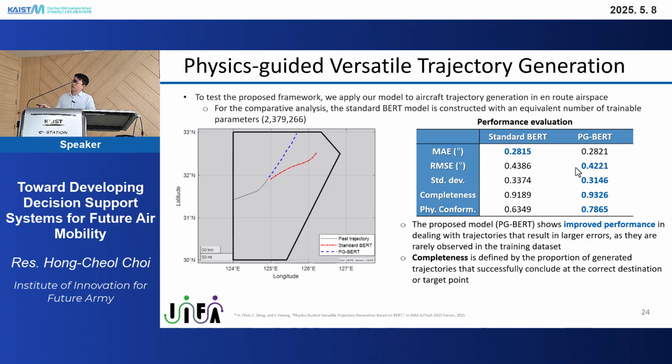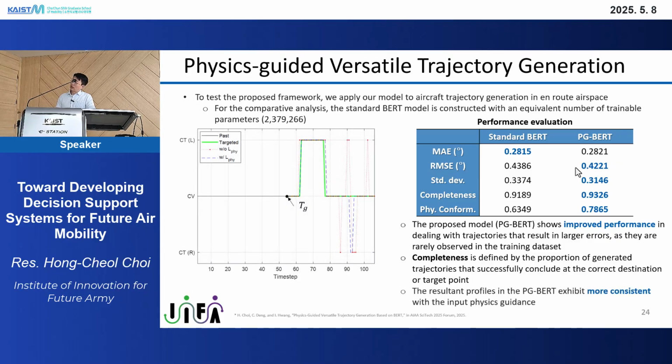And this success rate, as shown here, the physics-guided one shows better results. And lastly, in terms of physics conformance, as you can see, without the physics loss, it shows a much spikier and more frequent change of the mode. But with this physics loss, it shows better performance in terms of the mode profiles. So in this regard, by combining physics information or physics data into the data-driven method, it can improve performance in terms of trajectory generation.